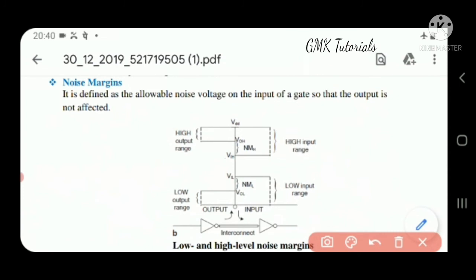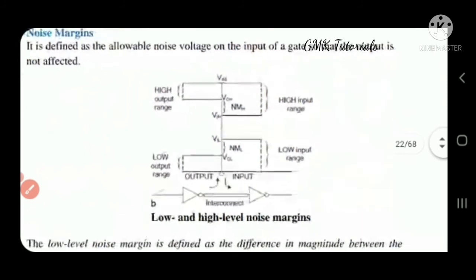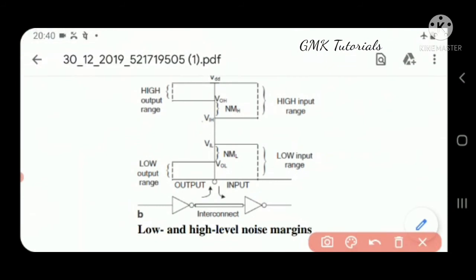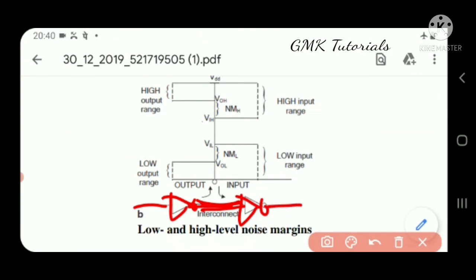How far noise can be accepted without affecting the characteristics or output of the corresponding device is called the noise margin. So this is the noise margin range. Suppose you are applying inverters, where B is the input value, the output of the first inverter is used to drive the second inverter. That is the case here.